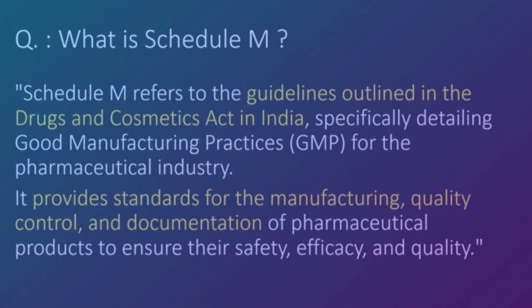What is Schedule M? Schedule M refers to the guidelines outlined in the Drugs and Cosmetics Act in India, specifically detailing good manufacturing practices, that is GMP, for the pharmaceutical industry. It provides standards for the manufacturing, quality control, and documentation of pharmaceutical products to ensure their safety, efficacy, and quality.